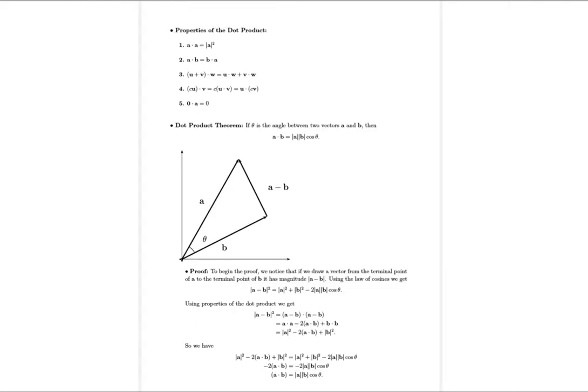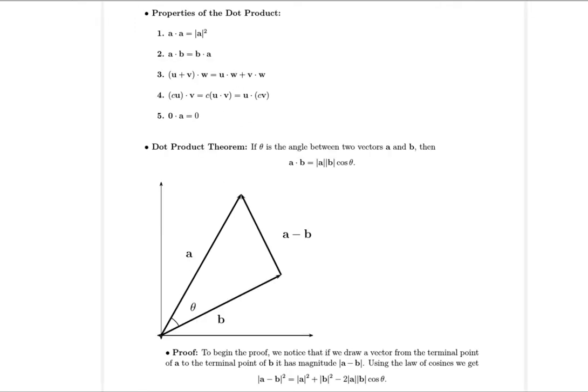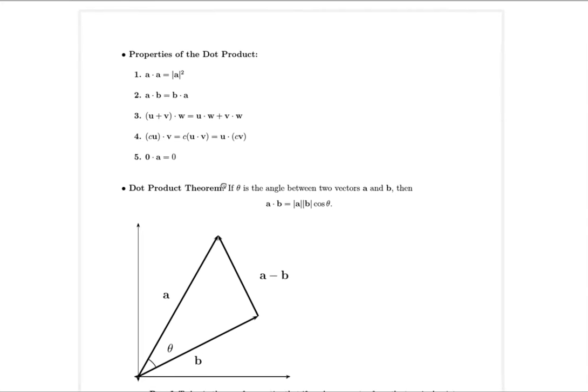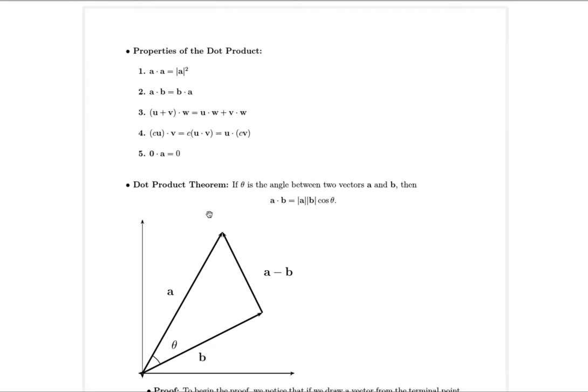Let's talk about some properties that the dot product has. First of all, you should note that the dot product of a vector with itself is the square of the magnitude of that vector. That comes from the fact that if A is equal to A1, A2, then if you dot A with itself, it's just going to equal A1 squared plus A2 squared. But that's just the magnitude without the square root on it, so that would be the square of the magnitude.